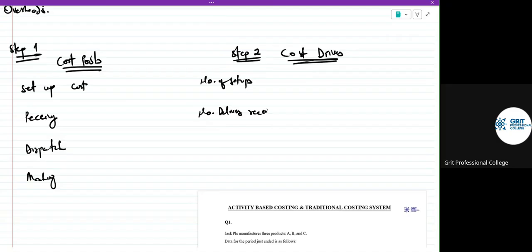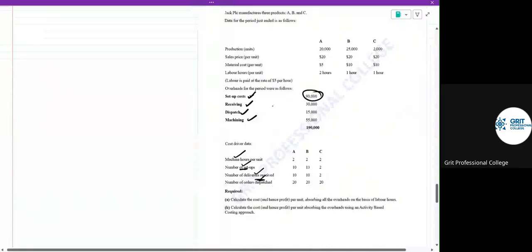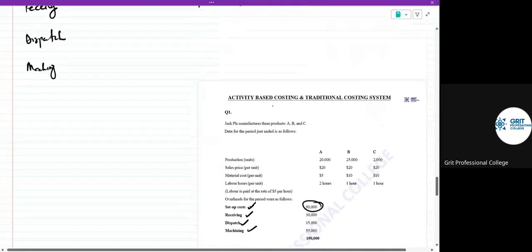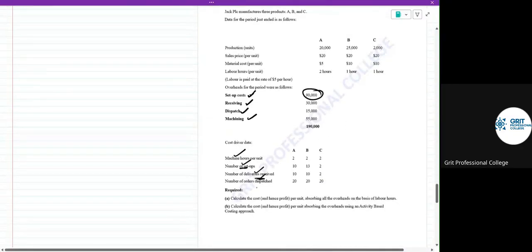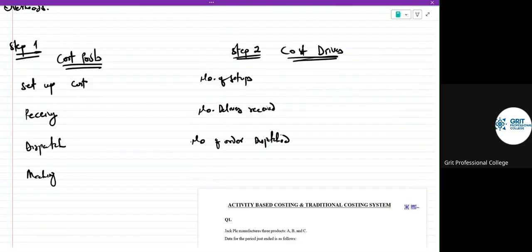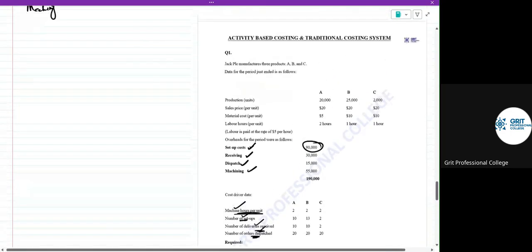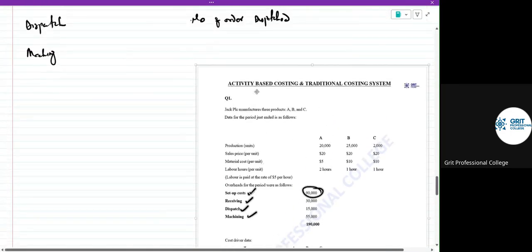In July 2025, the examiner even did the matching for you, so you didn't have to stress. For dispatch, we can say the number of orders dispatched, right? And then for the machining, the information we have here is the machine hours per unit.